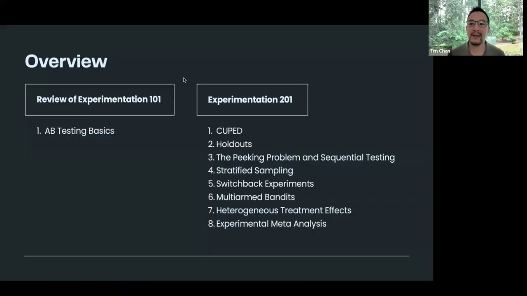So in this talk, I will review the basics just to make sure we're all on the same page. Just what is A/B testing, why it's so powerful, why it's becoming best practice in product development, and how experimentation really is the foundation for building a data-driven culture. Then I'll dive into what I'm calling Experimentation 201. This is some of the more popular and advanced tactics. We're going to cover a wide variety of these things, everything from switchback experiments, stratified sampling, and even meta-analysis.